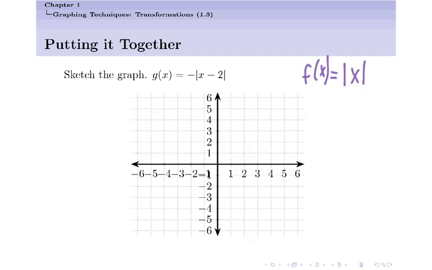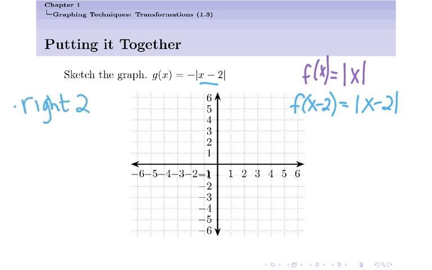So I start with my parent function, and then I try to look for my horizontal shifts. So I replace my x with x minus 2. So wherever I see an x in the previous equation, I replace it with x minus 2. What does that mean? Well, that's just a horizontal shift to the right 2 units.